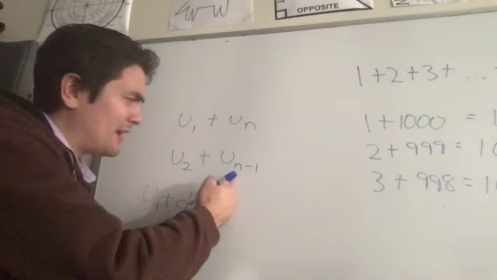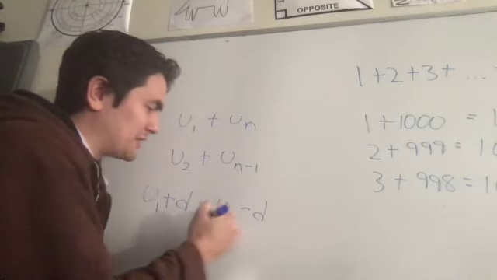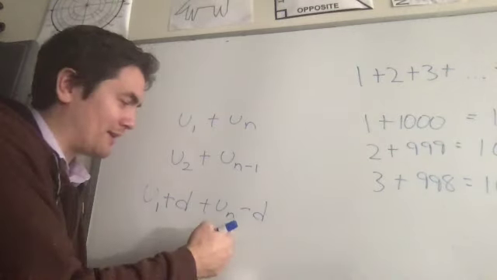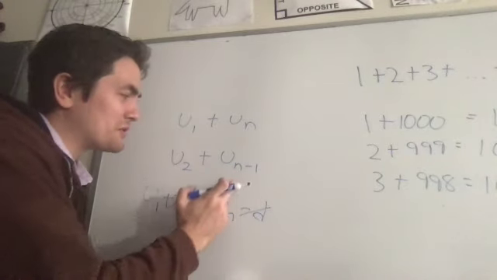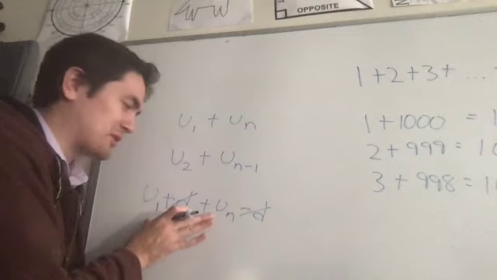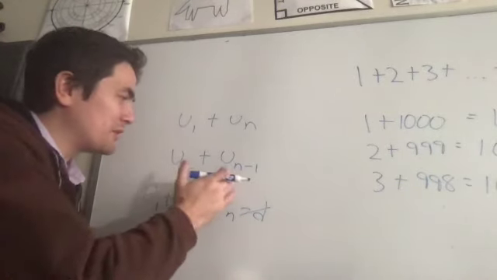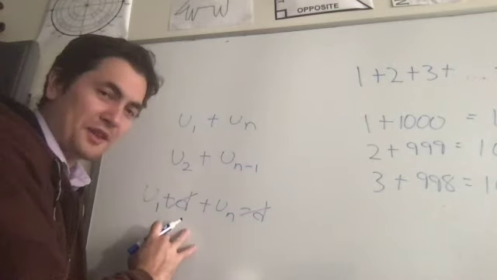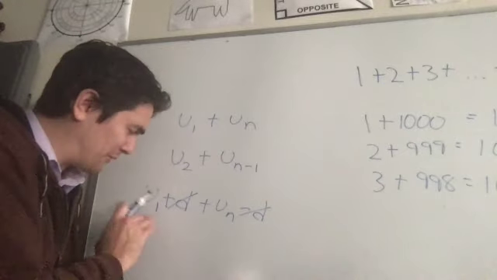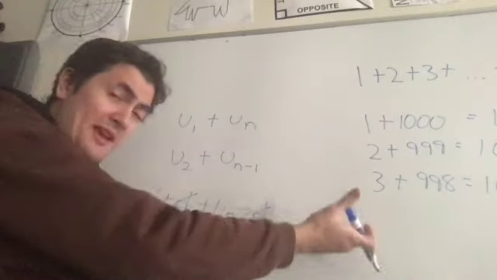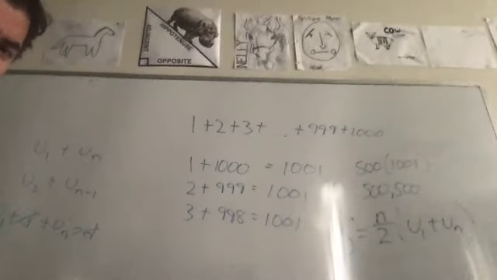And this one, you could also rewrite it as un minus d, like you take the last term and you just take a difference away. And you notice that these d's cancel out. And so u2 plus u sub n minus 1 is still the same as the first term plus the last term. And that applies for u sub 3 and u sub n minus 2. You'd have two d's here, and you'd be subtracting two d's here. The d's would cancel out, and you'd be left with the first term plus the last term. As you can see, that's where that comes from. So Gauss was a pretty smart cookie.